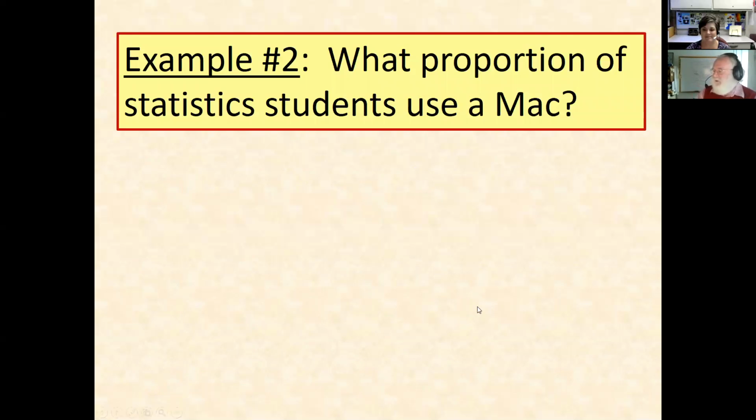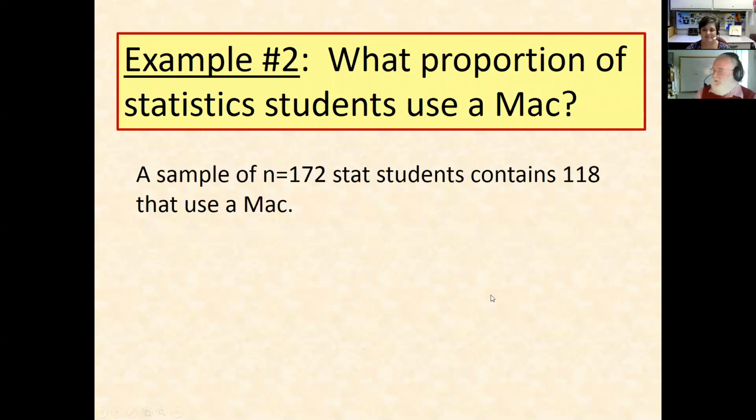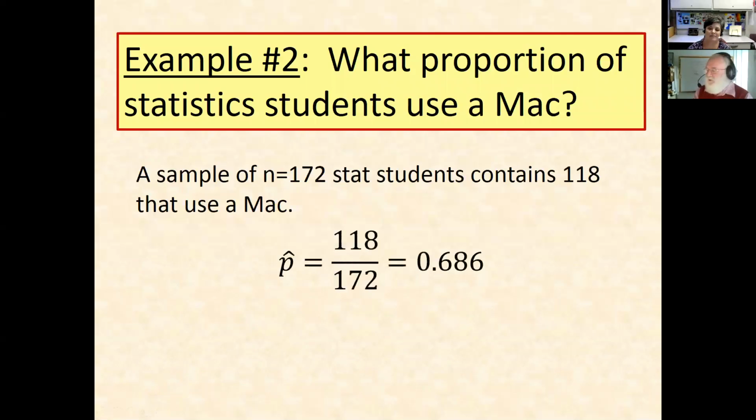And so one of the things we do in our intro stat course is we do a survey. One of the questions we have is, what sort of computer do you use? And so in the last survey this semester, of 172 stat students, 118 have a Mac, or are Mac users. Okay, so we get a proportion there. It looks like about 0.686.